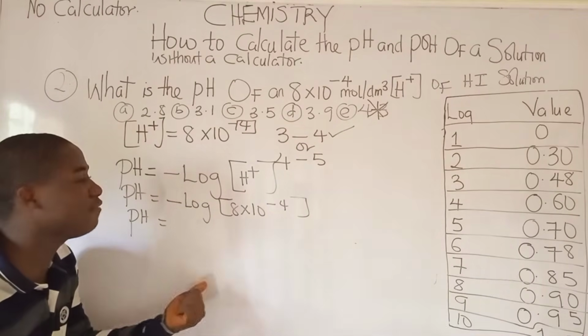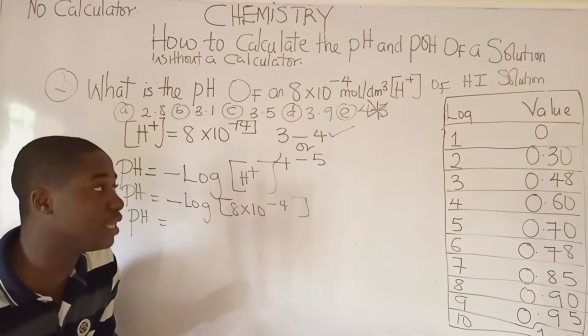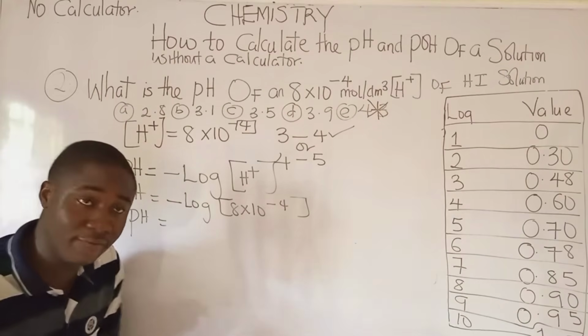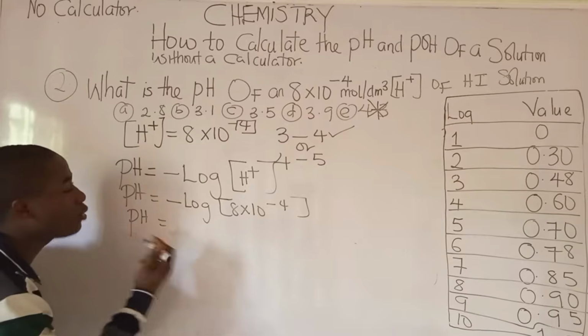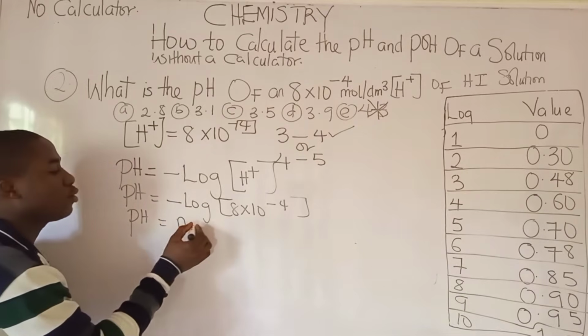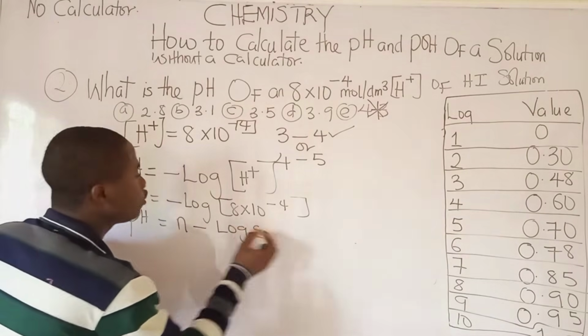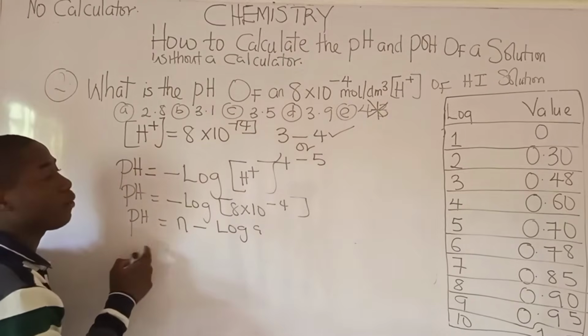But now we don't have a very good calculator. The calculator there does not have this logarithm function, so we simply bring out the alternative formula, which is pH will now be equal to n minus log a. So we simply bring out this our H plus.